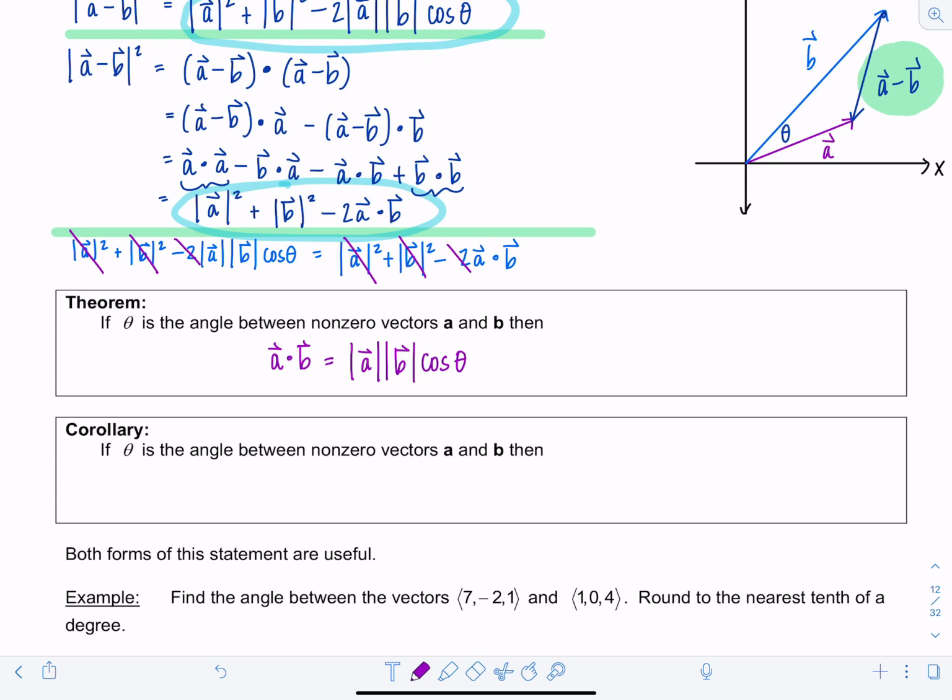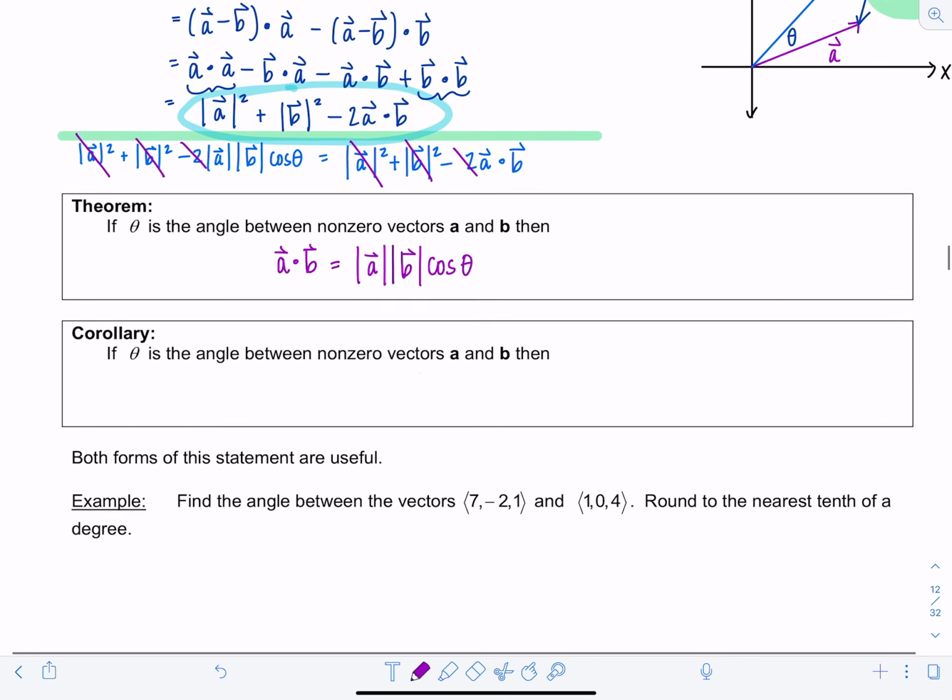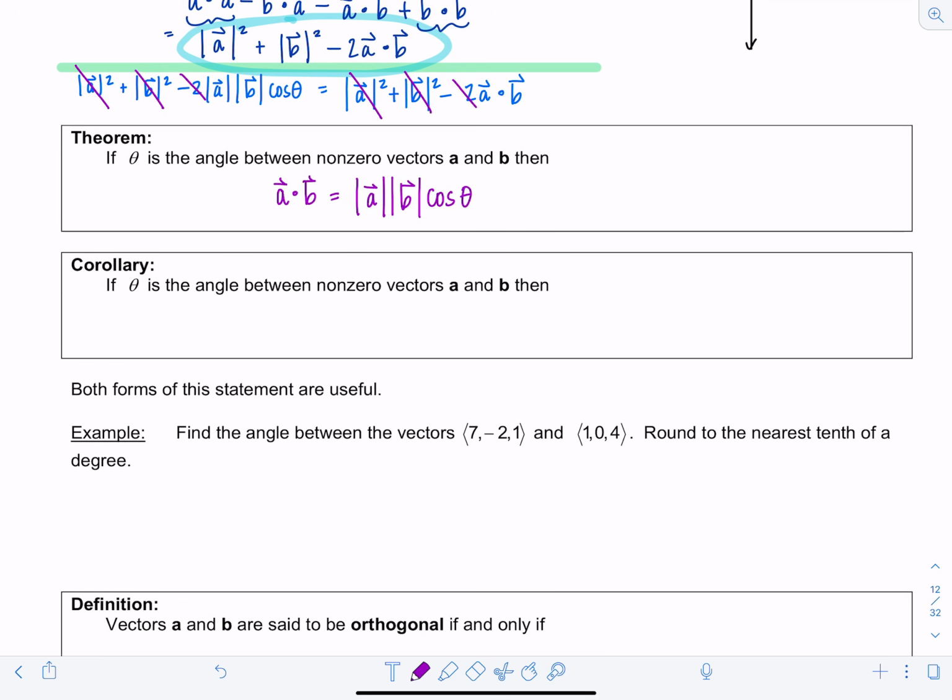Now, what you're probably going to apply even more throughout the rest of this course is the following corollary. If theta is the angle between two non-zero vectors a and b, then just rearranging the theorem above and solving for cosine theta, we know that that's equal to a dot b over magnitude of a times magnitude of b.